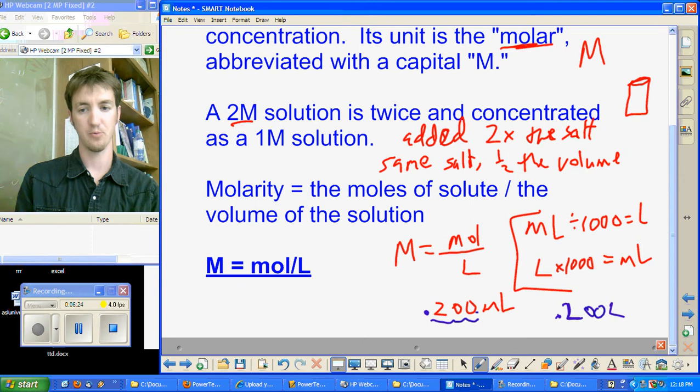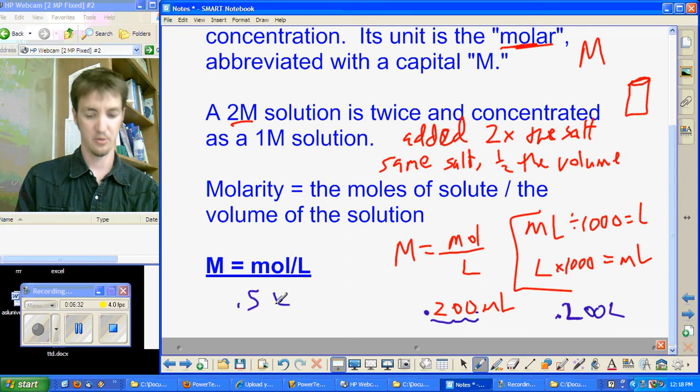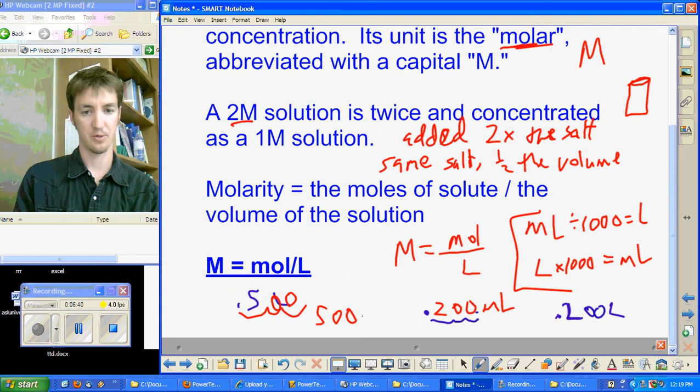So just move the decimal over in front of the hundreds place. To go the other way, if I have 0.5 liters, you move the decimal over 3 spots. That would be 500 milliliters. The sooner you learn how to convert liters and milliliters, you're going to save yourself a whole lot of stress.